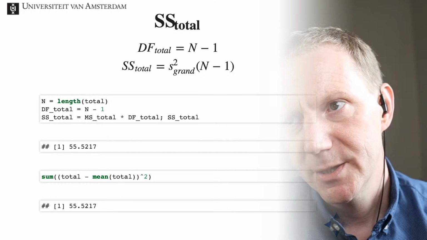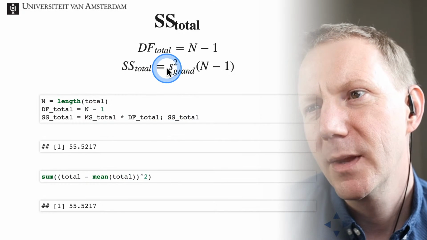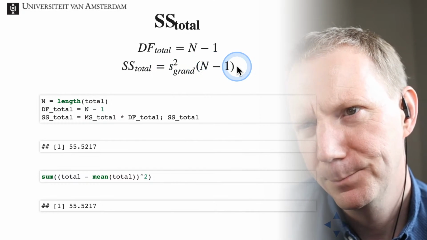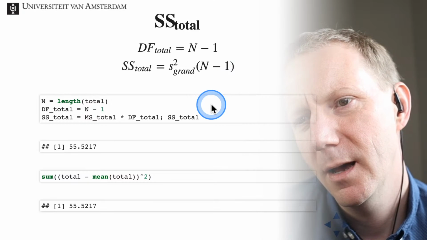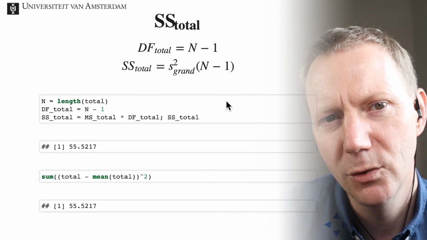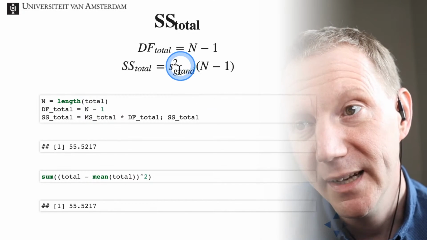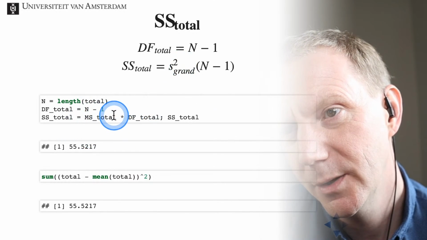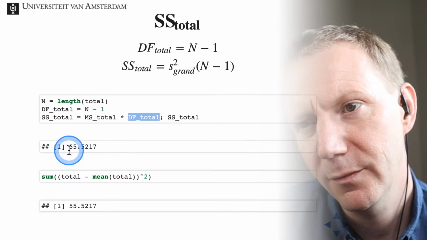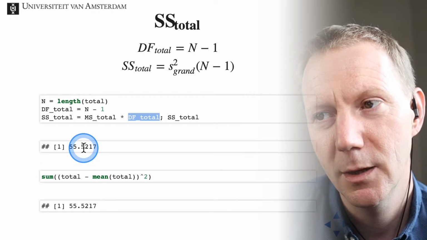So the sums of squares is again the variance of the grand mean multiplied by n-1. It's a bit of an obtrusive way to write this down because you don't really see what's going on. I've applied it though. I've said, what is the mean squares of the total multiplied by the degrees of freedom? Well, that's 55 units of variance that are there to be explained.